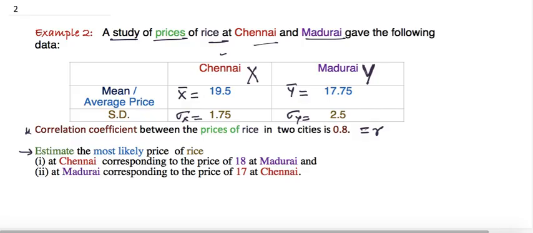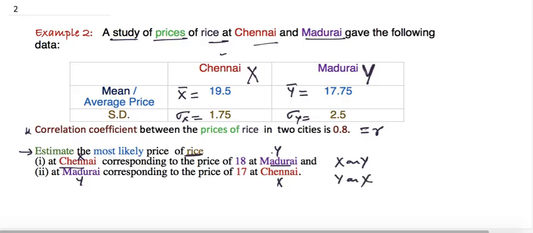So there are two parts of the question. They are asking to find the most likely price of rice at Chennai corresponding to Madurai. Chennai means X and the Madurai rate is Y. And Madurai is Y and the Chennai rate is X. That means predict X for a given Y. So here we use X on Y, and to predict y when x is given, we use y on x.